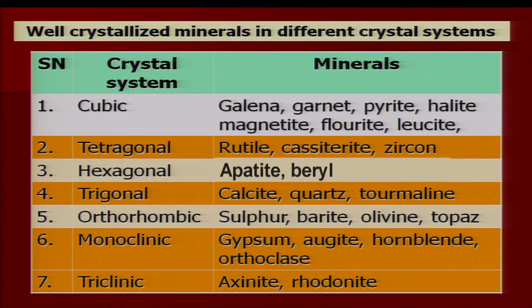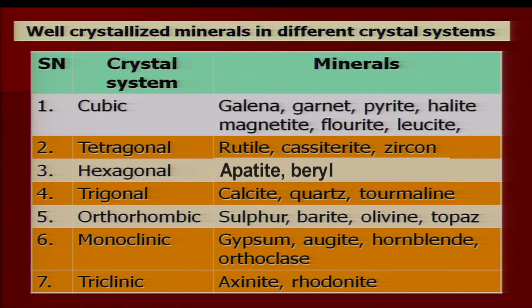Well crystallized minerals can be categorized based on crystal system, and I am citing certain examples one by one. First I will discuss the cubic system. The best examples are galena, garnet, pyrite, halite, magnetite, fluorite, leucite. Minerals belonging to the tetragonal system include rutile, cassiterite, zircon. Minerals belonging to the hexagonal system, there are 2 minerals, apatite and beryl.